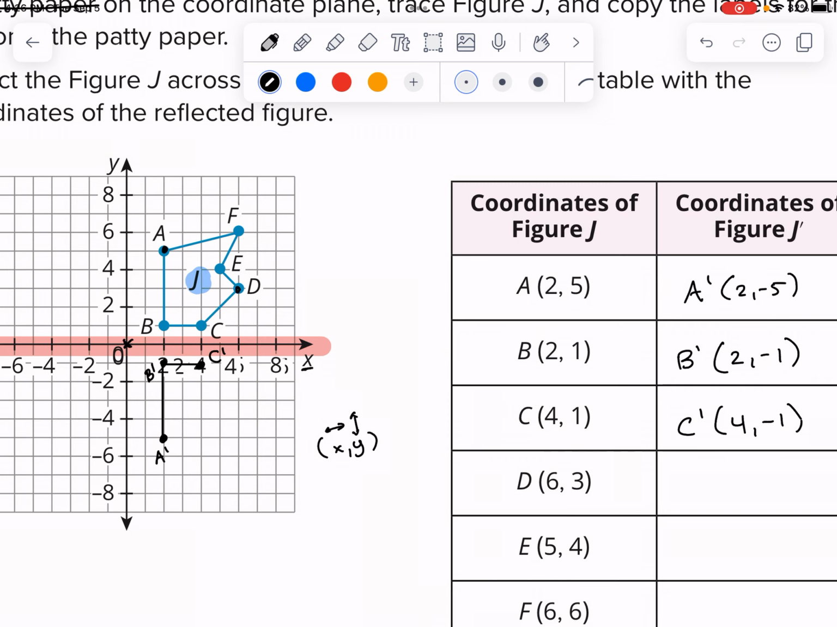Let's continue to D. D is 1, 2, 3 above, so let's go 1, 2, 3 below. Okay, connecting there. And for D prime, it looks like that is 6 to the right and 3 down. So that is positive 6 and negative 3. Okay, E, 1, 2, 3, 4 up, so it's going to be 4 down. It looks like E prime will be right here, and that is 5, negative 4.